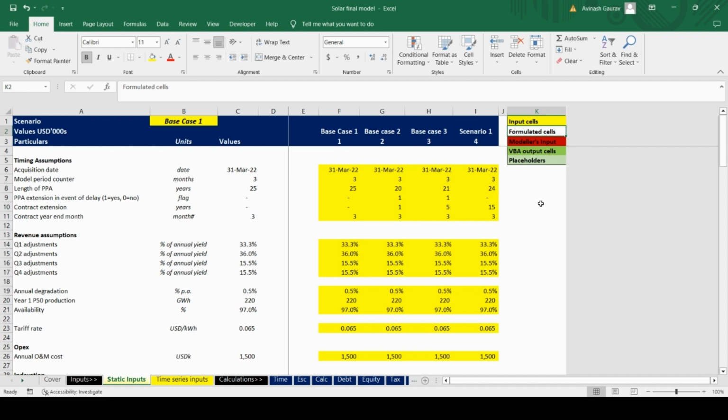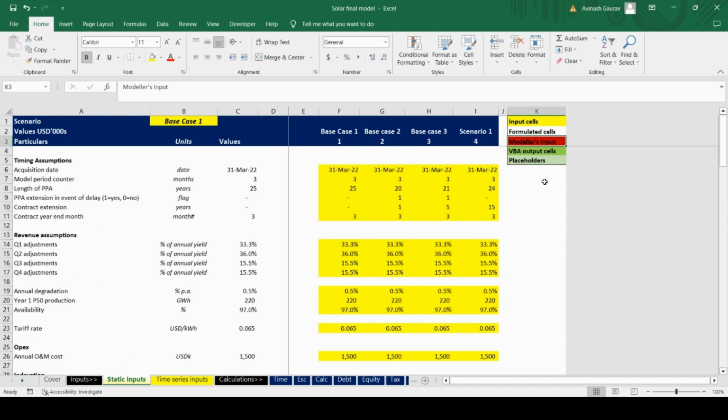Then we have white cells. White cells are formula cells, so the user of the model understands that I don't need to tamper with these white background cells, because these are formula driven. Then we have a module input cell. There are some cells which we use as a module input, and I will teach you this when I start building this model, and there should be a particular color code for it so that the user of the model doesn't tamper with that cell. Then we have a VBA output cell.